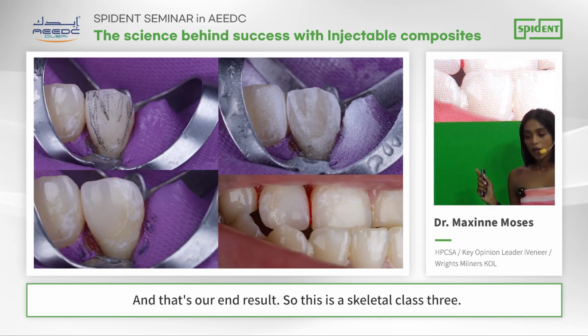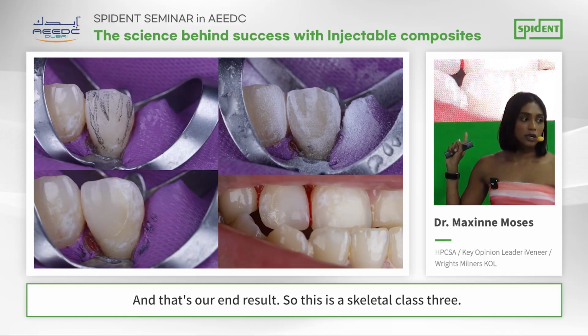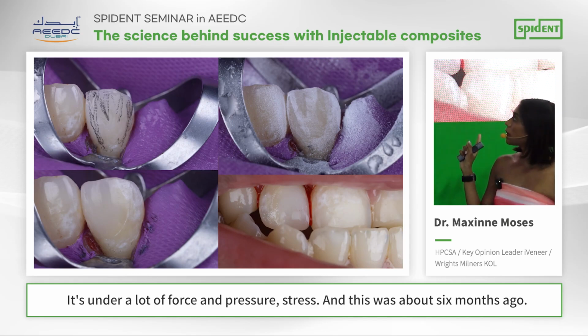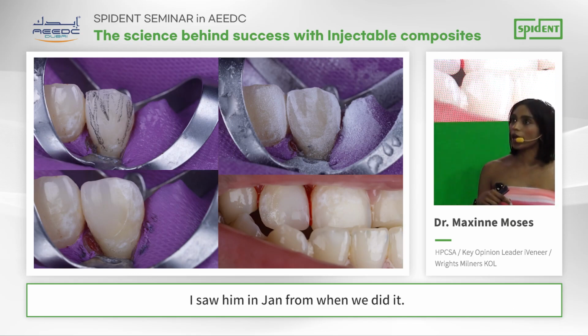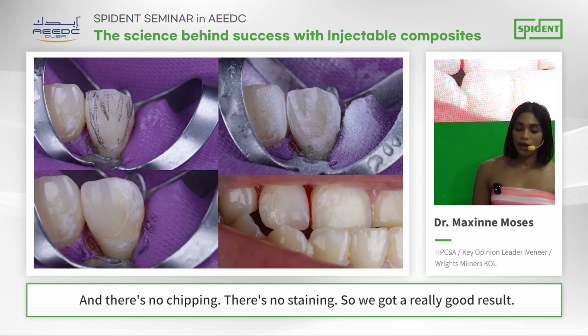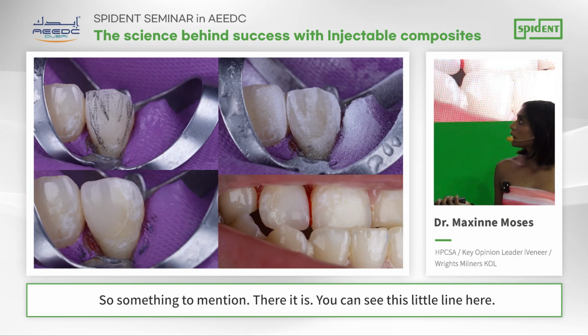So this is a skeletal class 3. It's under a lot of force, pressure, and stress, and this was about 6 months ago. I saw him in January, from when we did it, and there's no chipping, there's no staining, so we got a really good result.